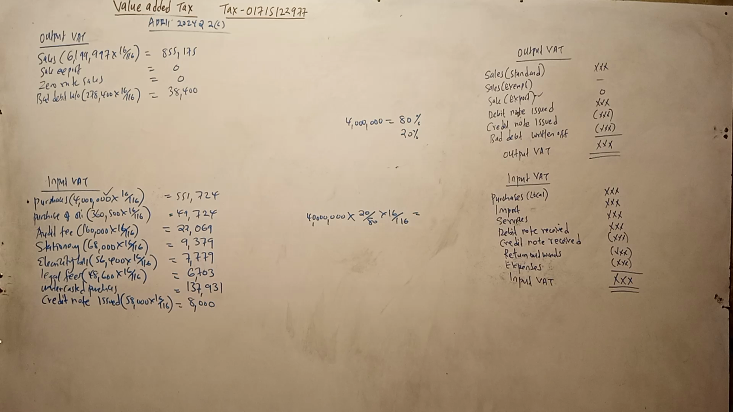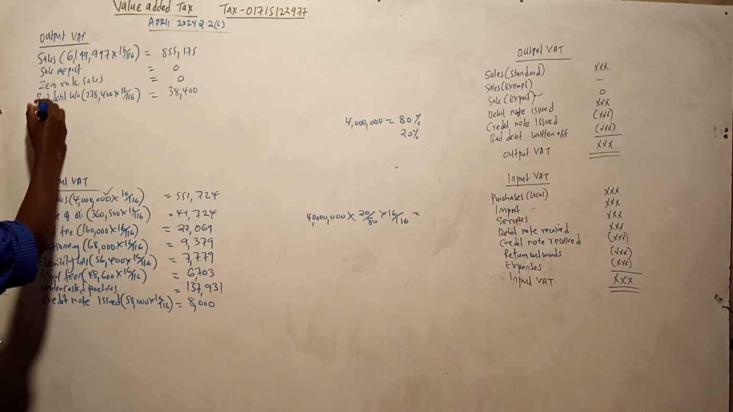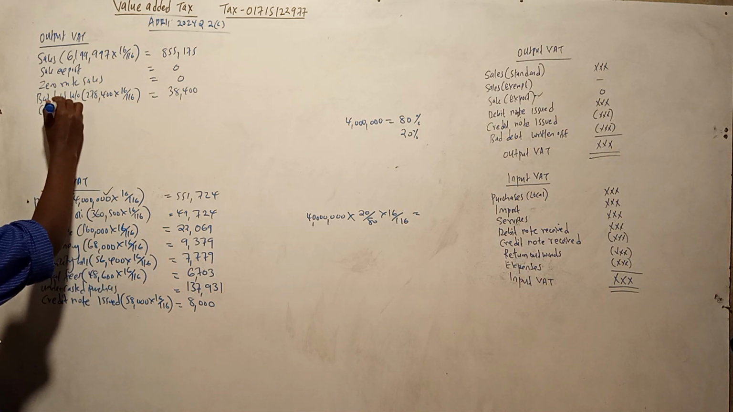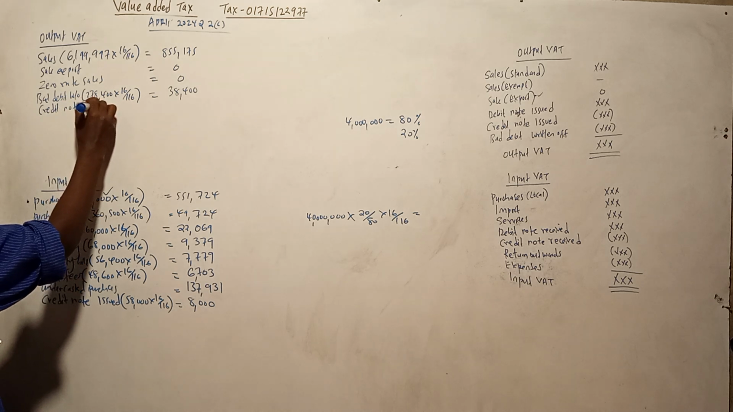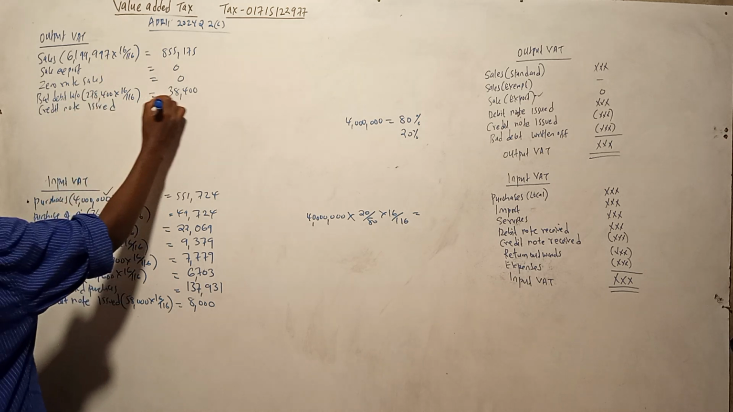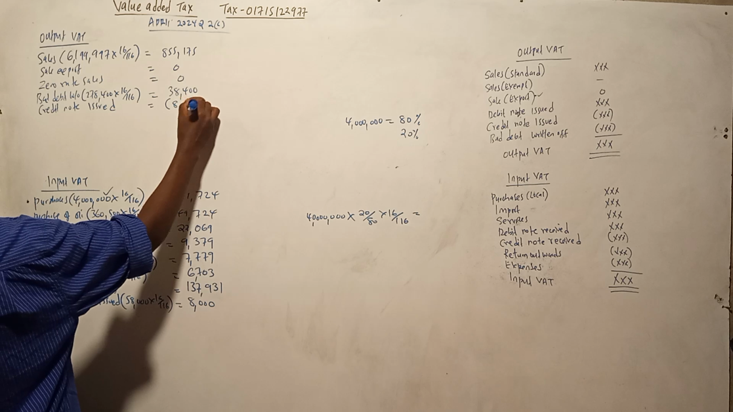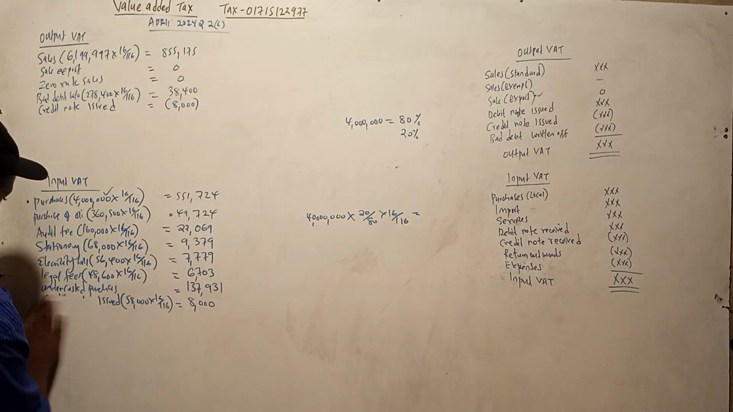Then the company issued a debit note. Actually, credit note issued iko juu. Sorry, it is supposed to be on this side. So credit note issued 80,000. Haiko huku chini.